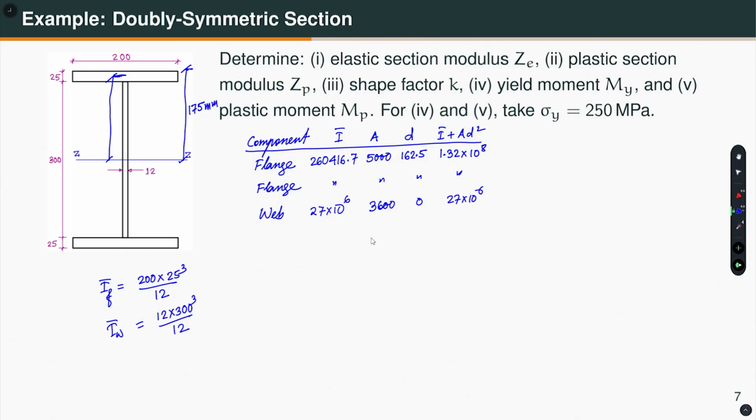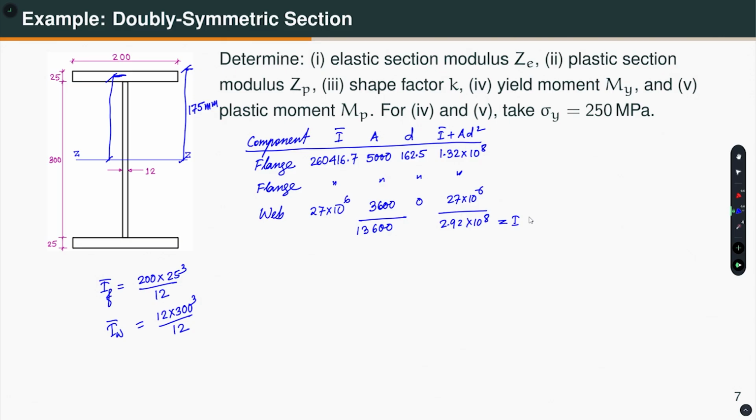So, what I will do, I can now sum it up. Okay. So, this total area which I will need later on is 13600, and this is going to be 2.92 into 10 raised to the power 8. Okay. So, this is the moment of inertia of the whole cross section, right. So, this is my I.